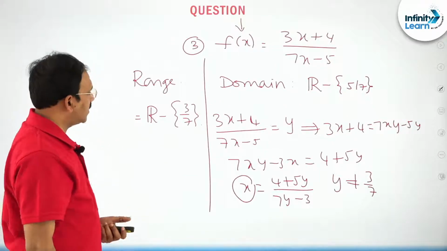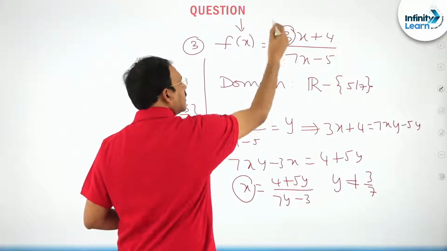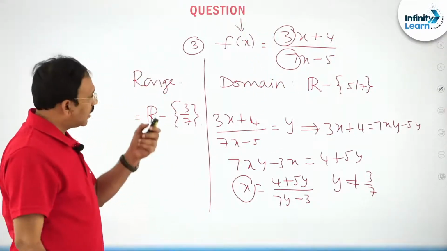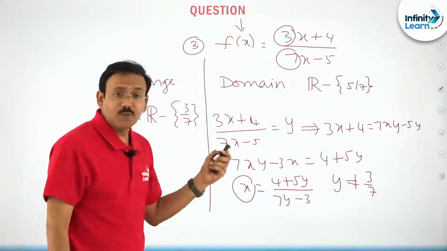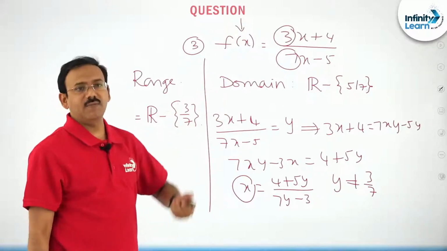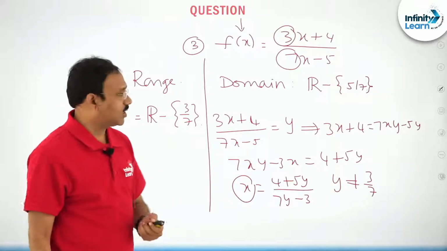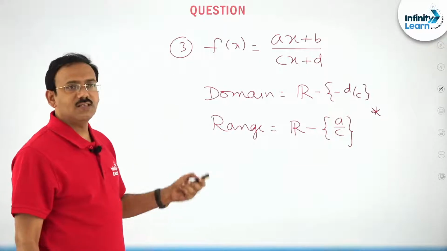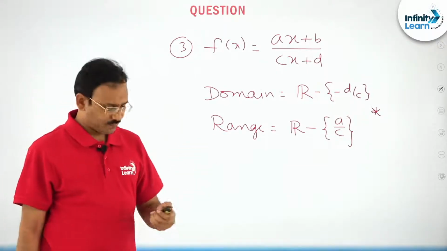You see, in the previous problem you just got 3 by 7. This 3 is nothing but the x coefficient, and 7 is nothing but the x coefficient here. So, the range of this function, whenever such a question is given, you need not compute again, you can directly answer that the range is R minus 3 by 7, which is important, try to remember it as a shortcut. So, friends, for this f of x, domain is this, range is this. Okay? This is the third model.